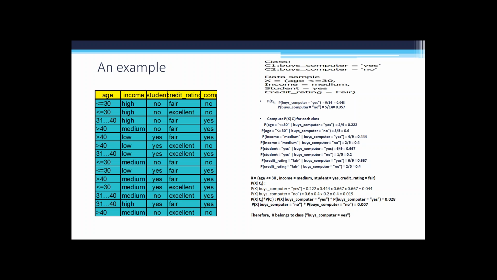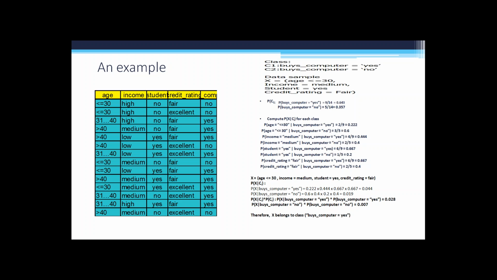Let's take raw data like this. We are basically trying to create a decision learning algorithm for diagnosing whether somebody is going to buy a computer or not. The output variable, which is a class variable, is whether he's going to buy a computer, yes or no. What are the variables you're looking at? We're looking at age, income, student, credit rating.